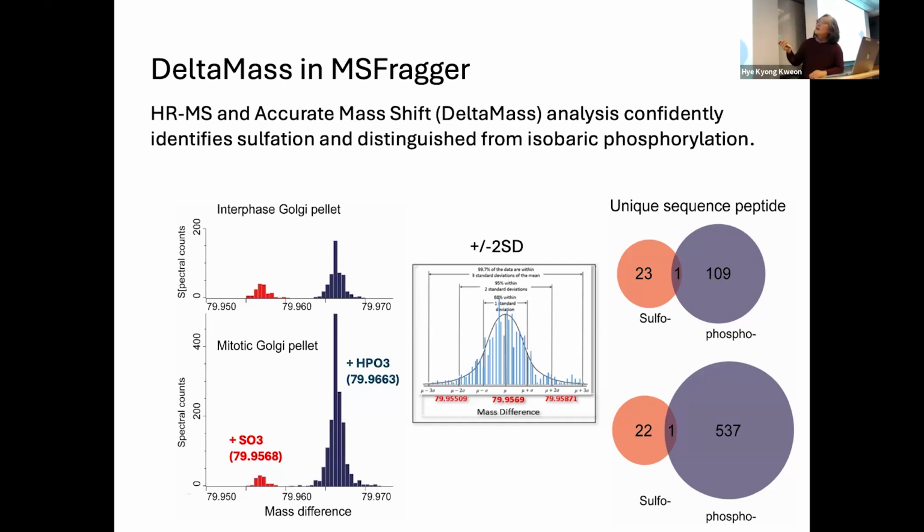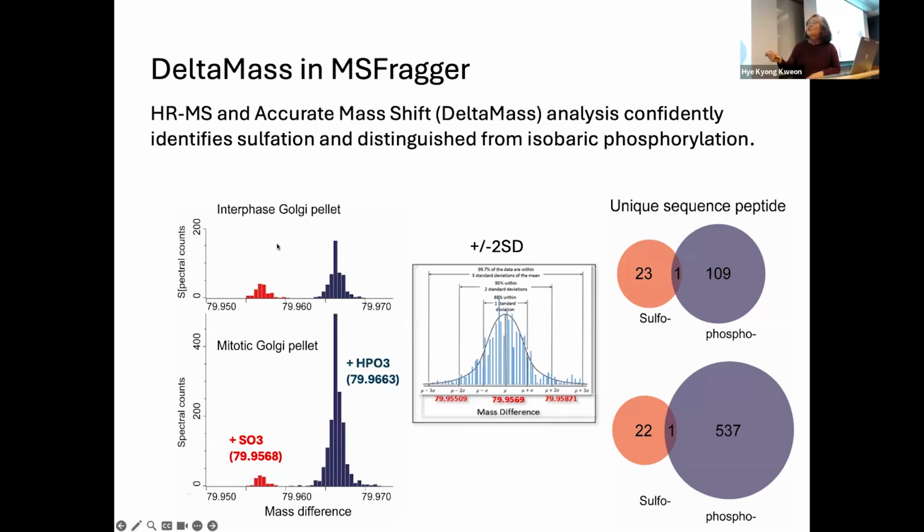So in our sample, the interphase Golgi and the mitotic Golgi, in the region of sulfation and phosphorylation, we found the sulfation and the phosphorylations are clearly separated. There's no overlap. It's clearly separated, so I think this is really striking. This is my personal opinion, but delta mass is the best way of depicting the high resolution here.